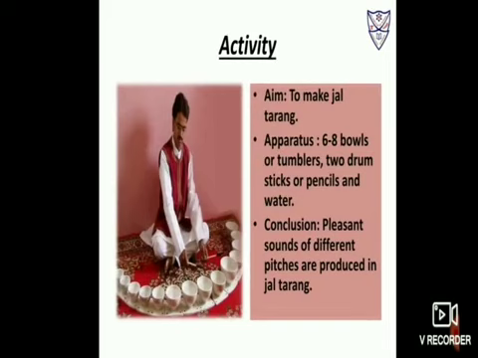Now students, let us make a Jal Tarang through this activity. The aim is to make a Jal Tarang. Apparatus: 6 to 8 bowls or tumblers, 2 drumsticks or pencils, and water. Method: take 6 to 8 bowls or tumblers and arrange them in a semicircle. You can see in the image how it is arranged. Fill them with water up to different levels in increasing order.